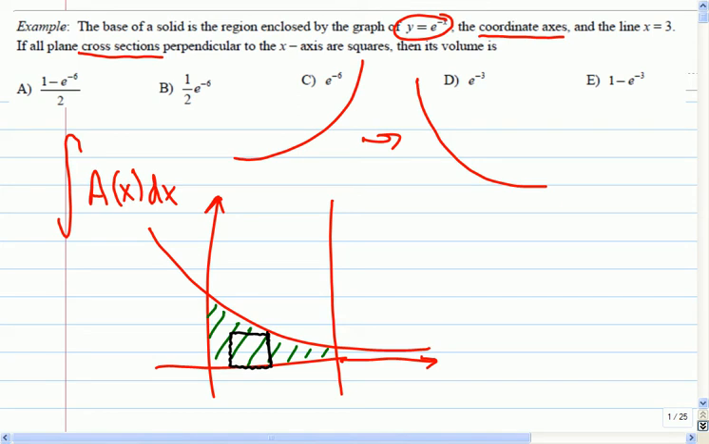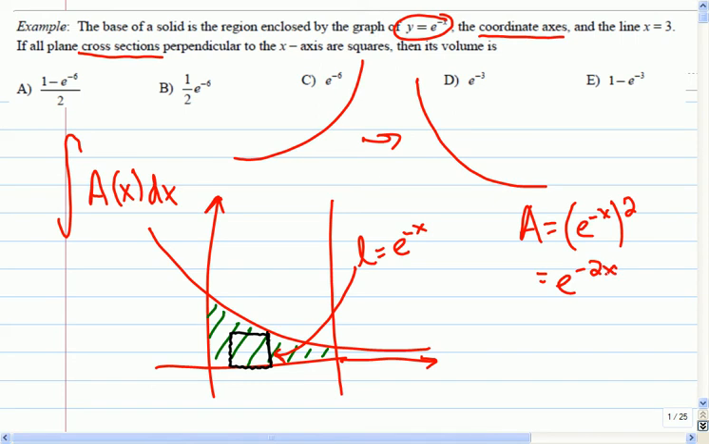And the nice thing about a square is the area is any side squared. So, for example, that side is an easy one. I can see that for any value of x, it has a length that's going to be equal to e to the negative x. So the area for this particular square is going to be e to the negative x squared, which will be e to the negative 2x. Okay, so that gives me my area function. I'm going from 0 to 3 of e to the negative 2x dx.